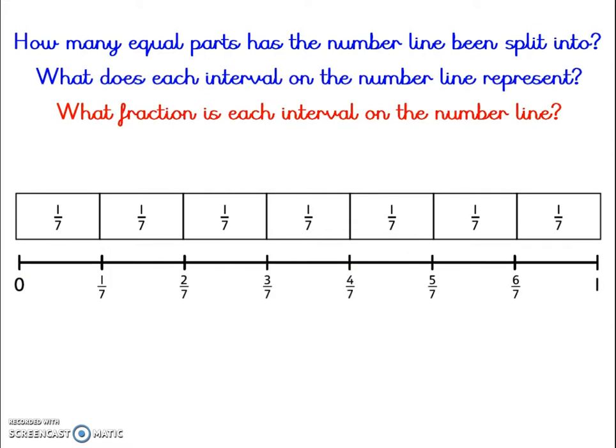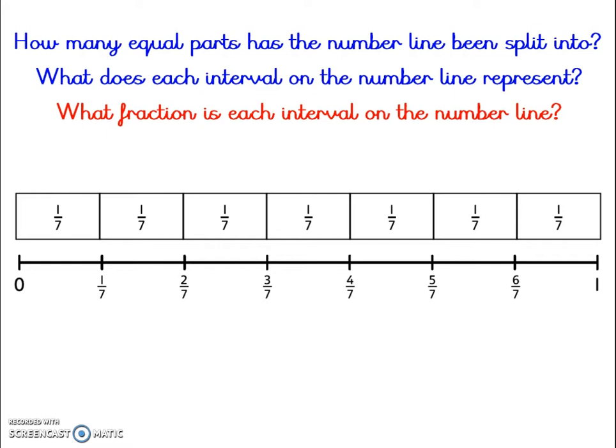And then once we've worked out how many equal parts the number line has been split into, 7, what does each interval on the number line represent? 1/7. Then we can work out what fraction is at each interval on the number line. In this case, we're just going to be counting up in sevenths. So 0, 1/7, 2/7, 3/7, 4/7, 5/7, 6/7, and one whole, or 7/7.